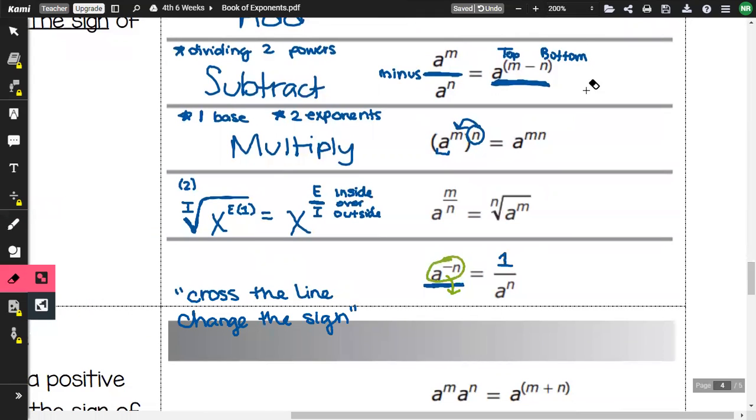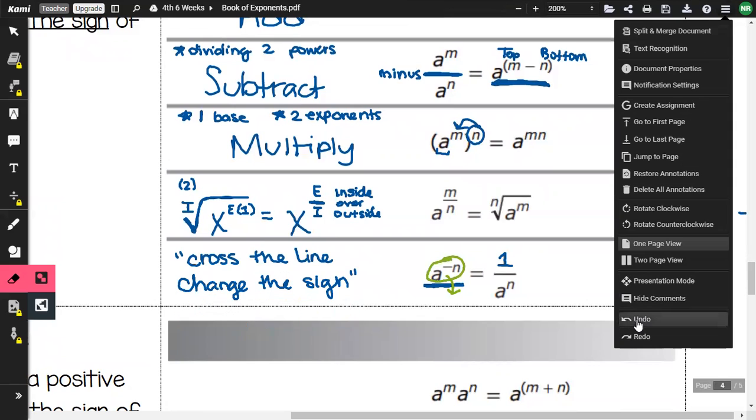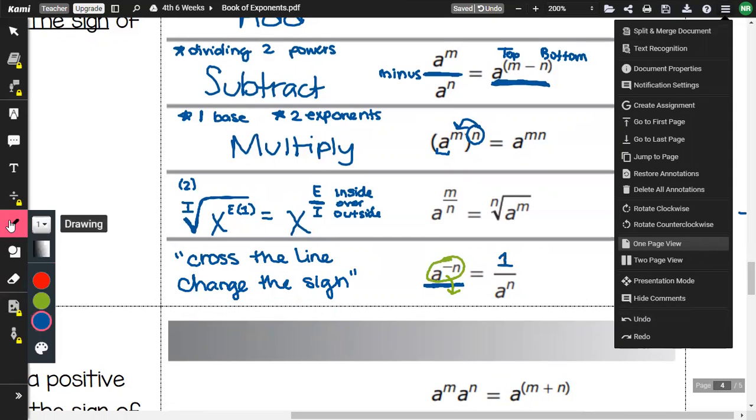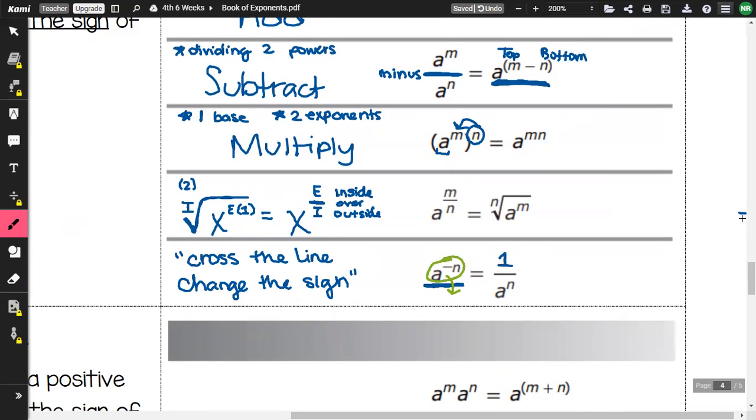Ooh. Can I undo this? Why did it? Ah, yes. I don't know why. Anytime I erase something somewhere else, some other part moves.